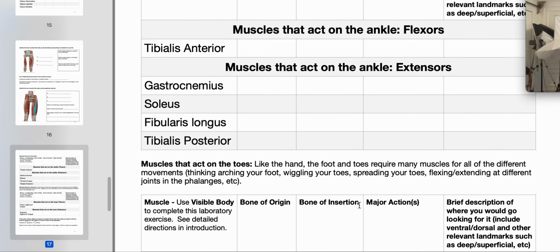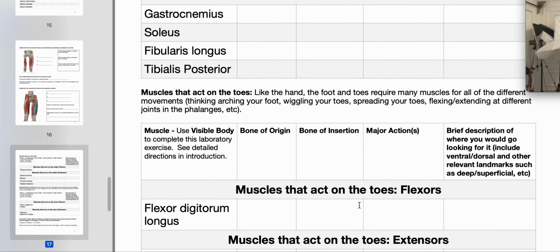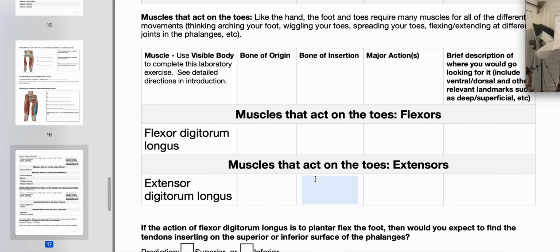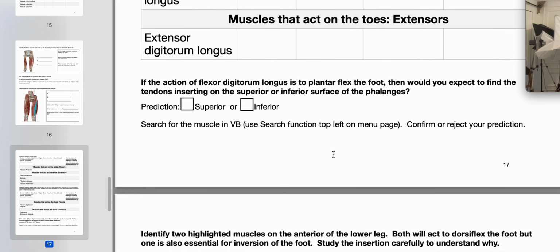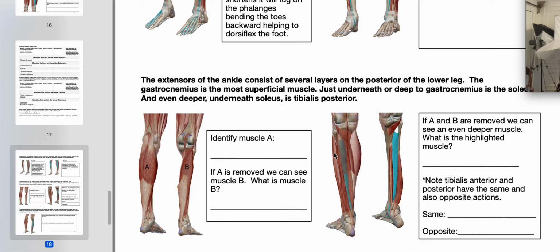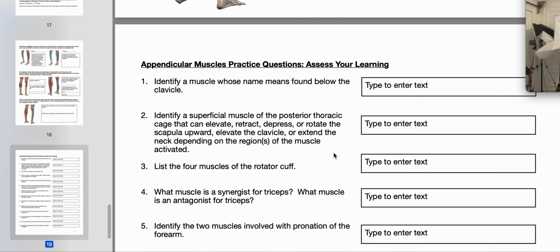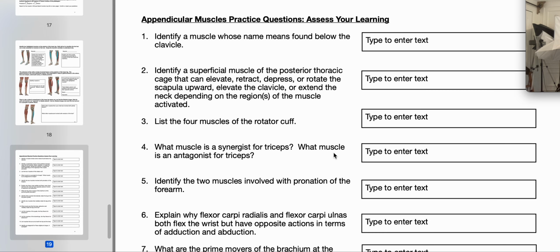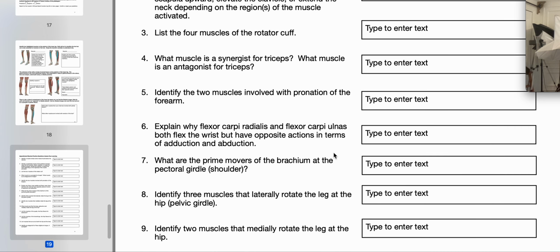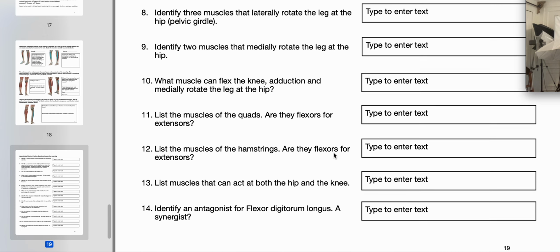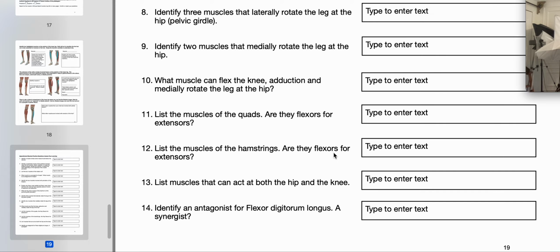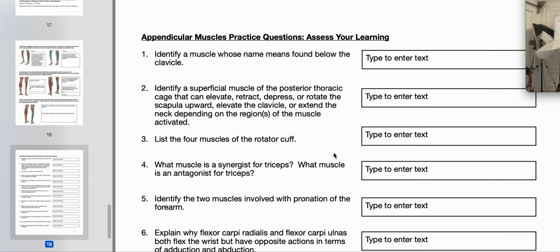We only look at really one flexor and then a number of extensors on the back of the calf, and a little bit of muscles that act on the toes. So that will walk you through all of these muscles that you need to know. And then at the very end, there's a bunch of practice questions to see if you were picking up on some of the key ideas from the lab activity. So you can use this to help prepare.